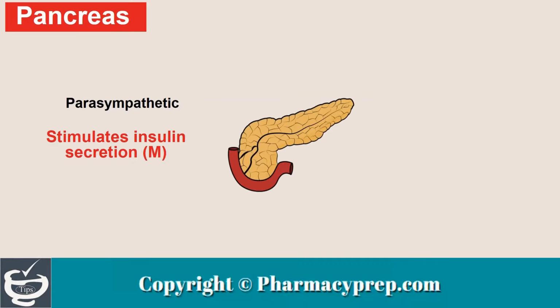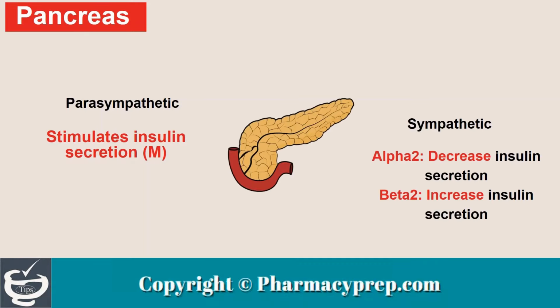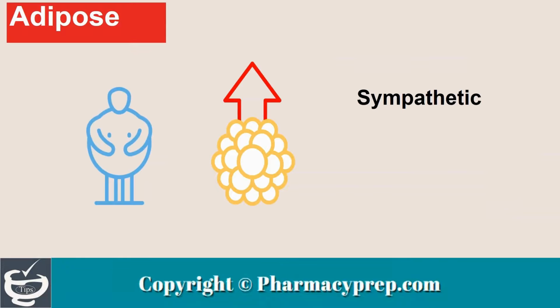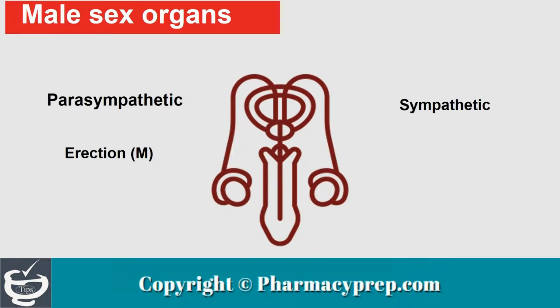Next, we have pancreas. Parasympathetic stimulates insulin secretion, and sympathetic decreases insulin secretion. So the mnemonic here is sympathetic, S for stops insulin. Next, adipose tissue. Sympathetic has beta 3 receptors, which cause lipolysis and metabolize fatty acids. Male sex organs: parasympathetic causes the erection, and sympathetic causes the ejaculation.